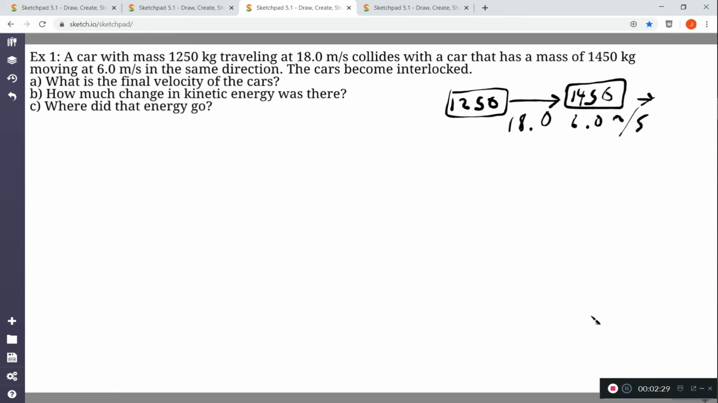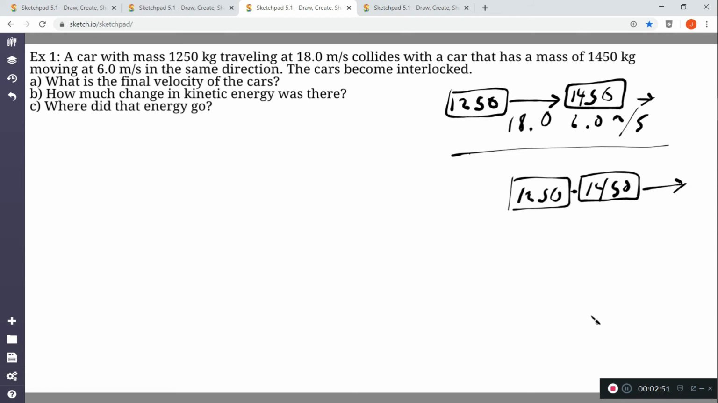In the same direction, the cars become interlocked. Okay, so that means we're going to have a situation after this is done. So this is our before picture, and our after picture is going to have a linked system with both vehicles traveling at the same velocity. So what is the final velocity of the cars?